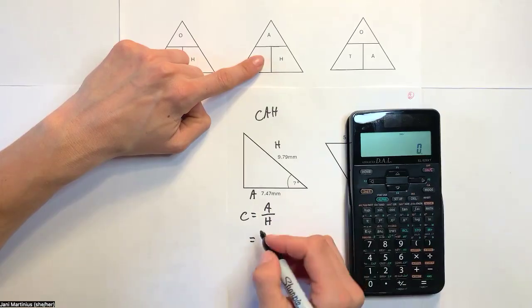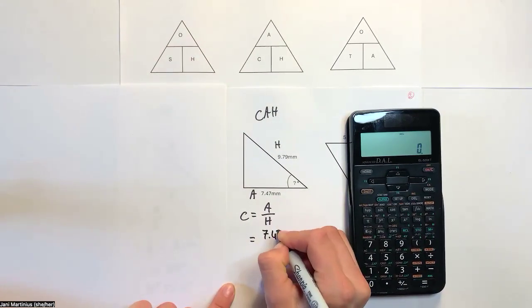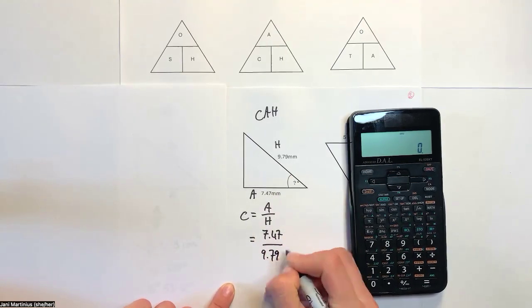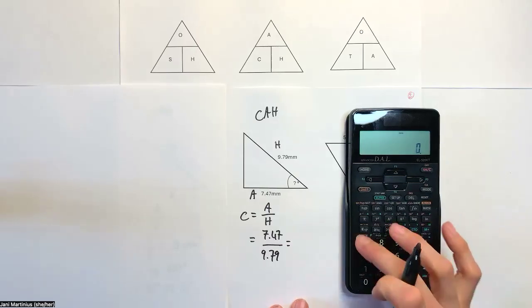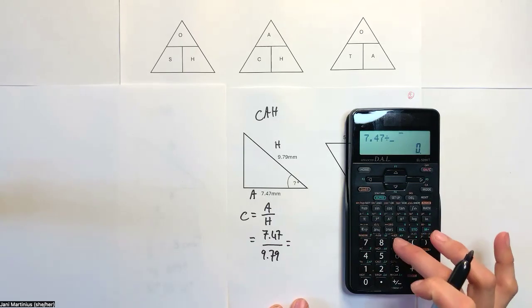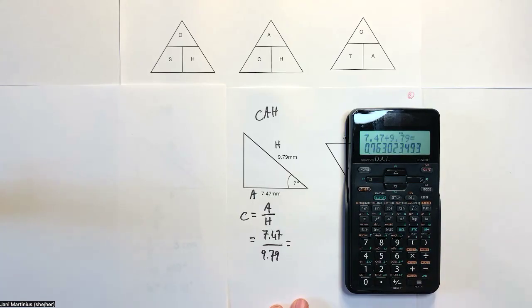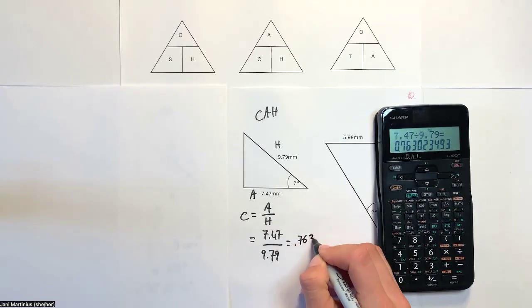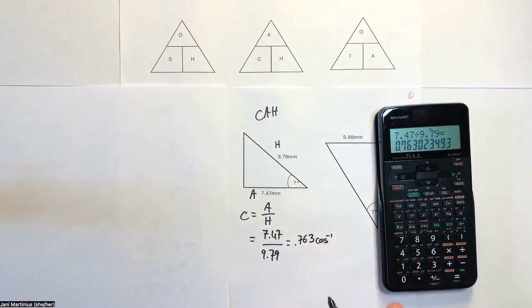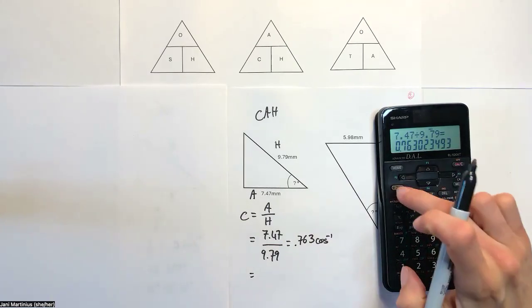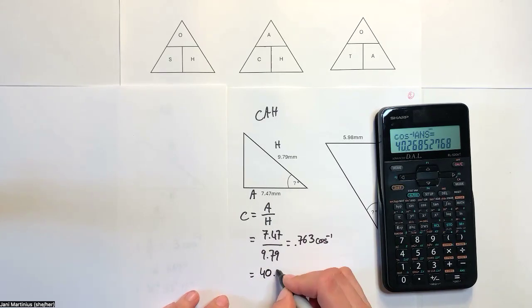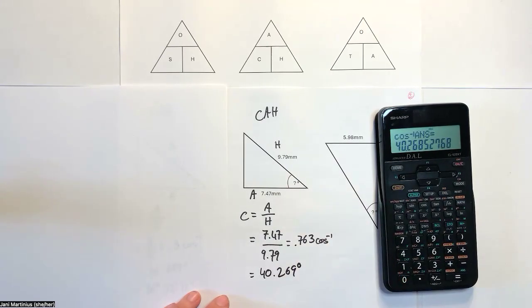Plug in those numbers. A for adjacent, 7.47. H for hypotenuse, 9.79. 7.47 divided by 9.79 gives us a ratio, 0.763. And we're doing the inverted cosine function. Second function, cos, gives us 40.269 degrees for the angle that we were looking for.